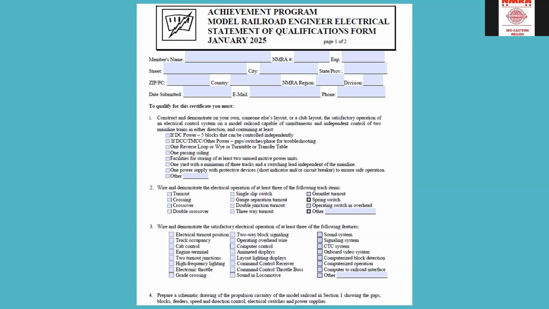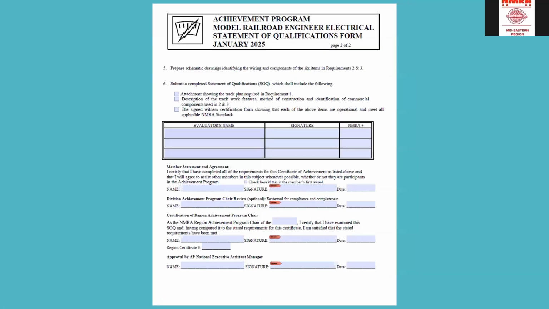Then it talks about preparing the schematic drawing of the propulsion circuitry. We talked about that earlier. Then on the backside, this is what we'd use for the evaluators to be able to check off that we saw the stuff and be able to sign off.